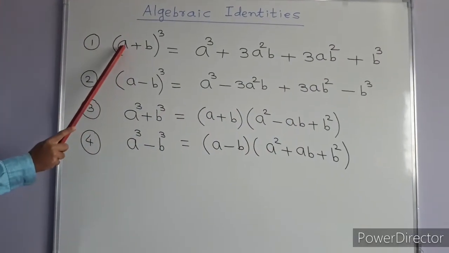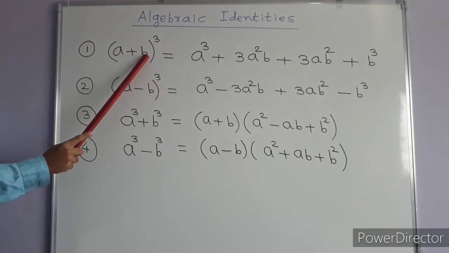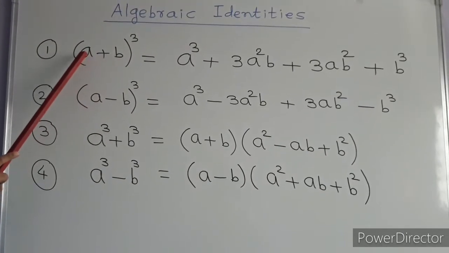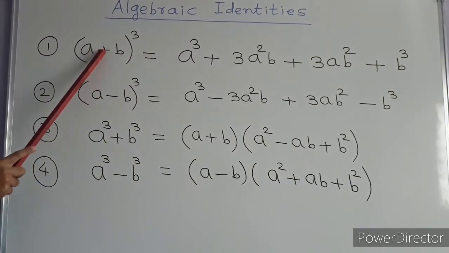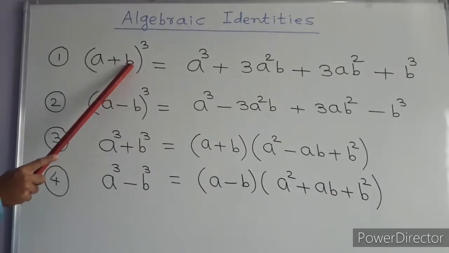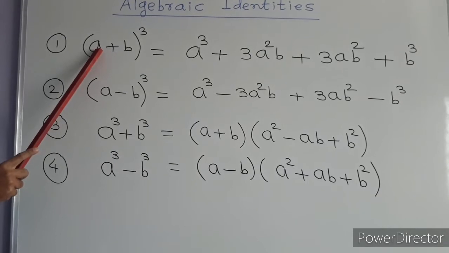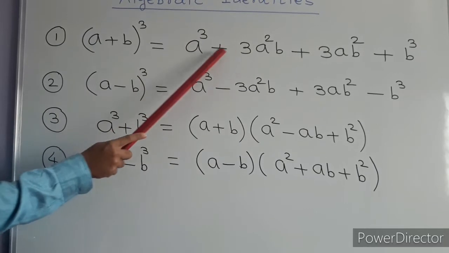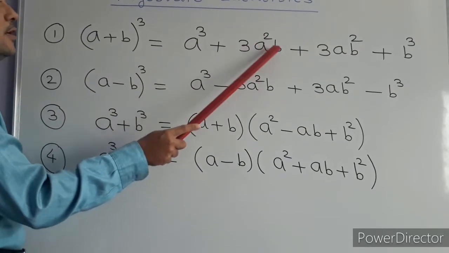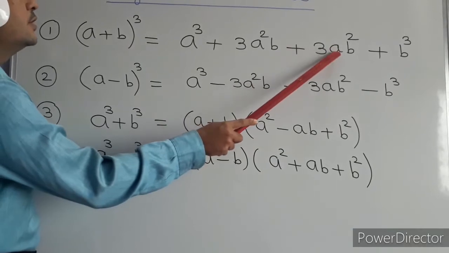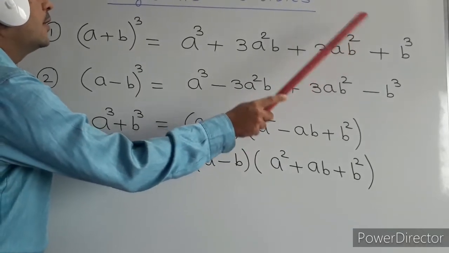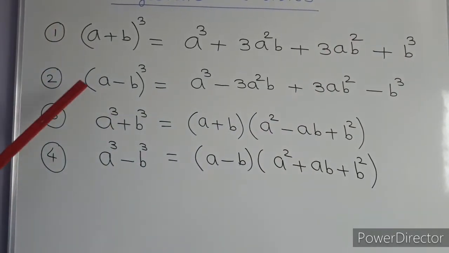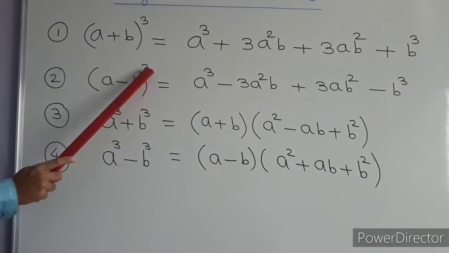So here a is called the first term and b is called the second term. Terms are separated by a plus sign. Before the plus sign, whoever is there is called the first term. After the plus sign, whoever is there is called the second term. So the same formula we can write as (first term plus second term) whole cube is equal to first term cube plus 3 into first term square into second term plus 3 into first term into second term square plus second term cube.